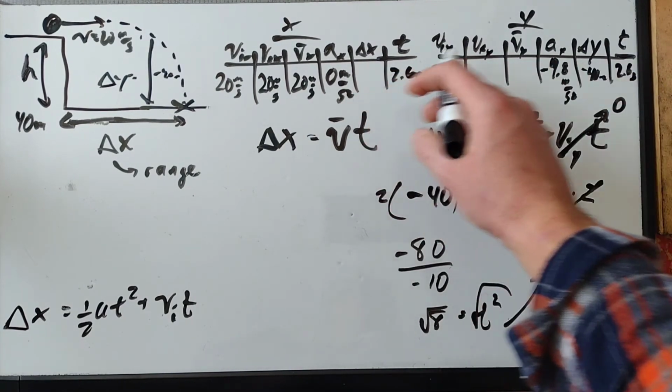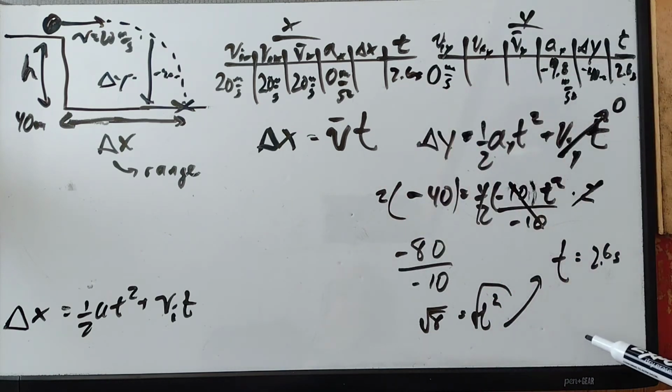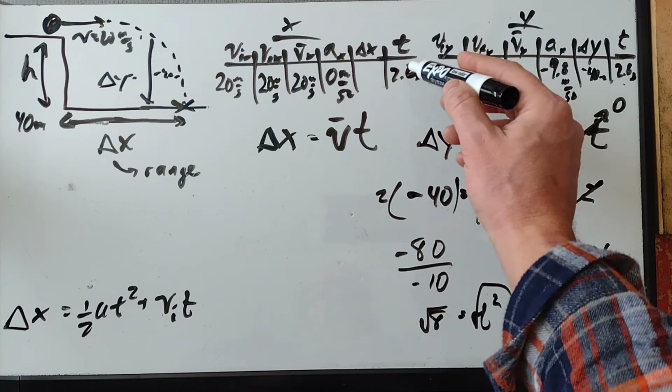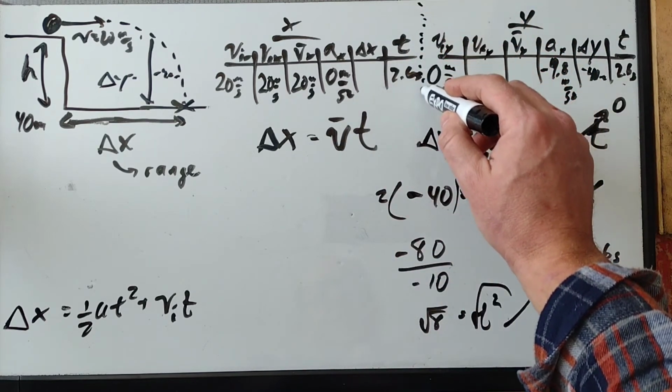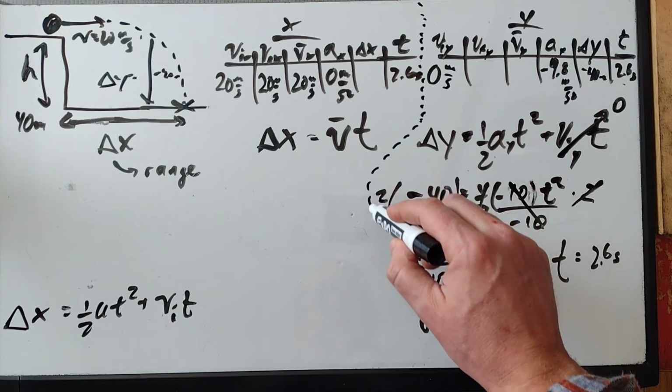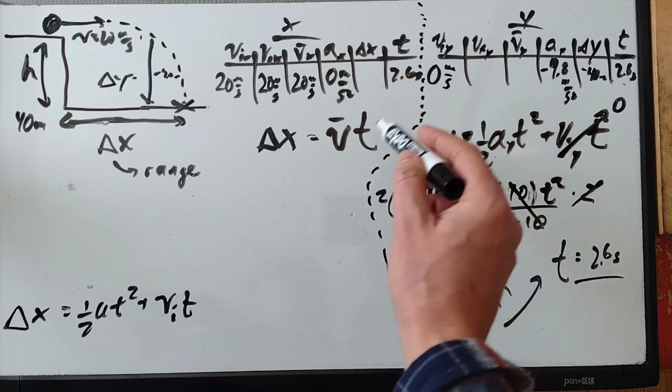That goes in both times, right? So I know the time of flight is 2.6 seconds because that's how long it's going to take to hit the ground. So I can put that over here in the x direction. Remember, I'm keeping x and y separate. And I kind of kept them separate like this as well. So now that I know the time, I can take it over here.